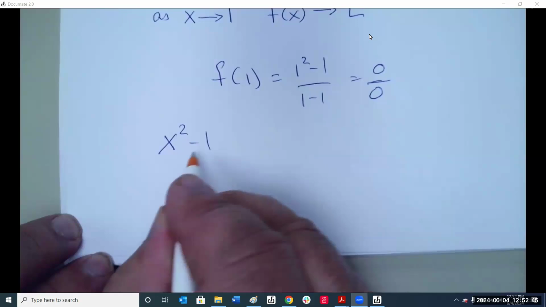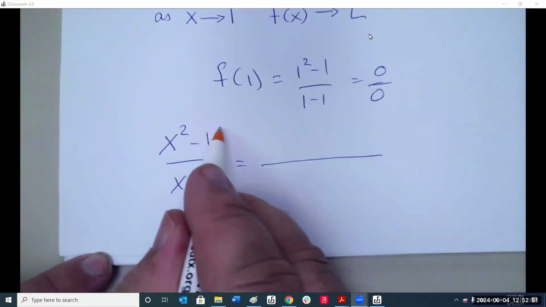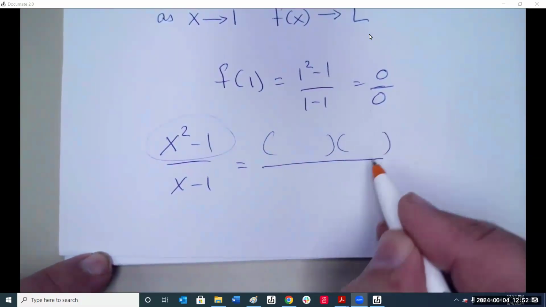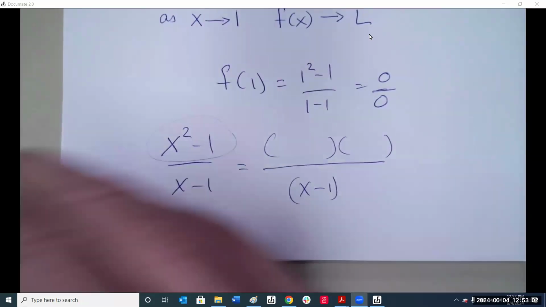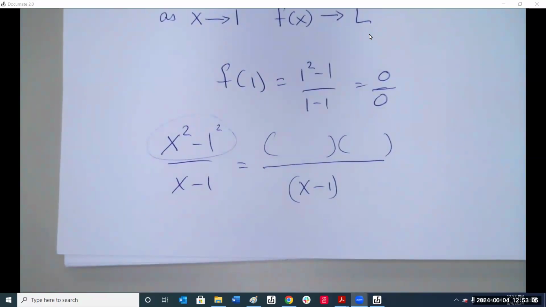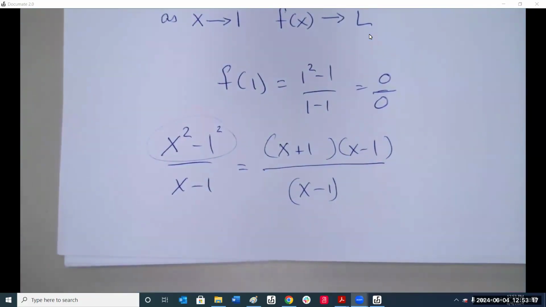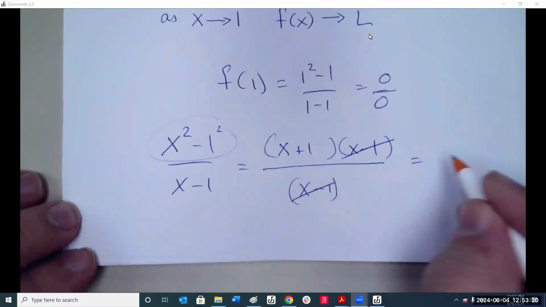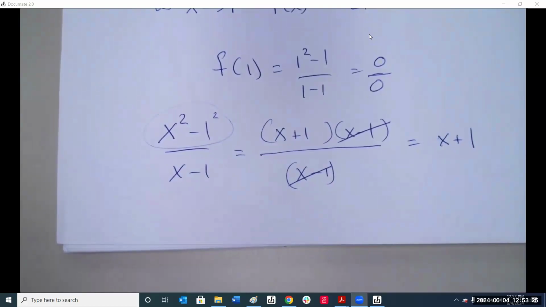So if we have x squared minus 1 over x minus 1, the only thing we can do is factor out the top. It's the difference of 2 squares, x squared minus 1 squared. What's the formula for difference of 2 squares in factoring from algebra? x plus 1, x minus 1, right. Well, now we see that the x minus 1s cancel. So our function now becomes x plus 1.